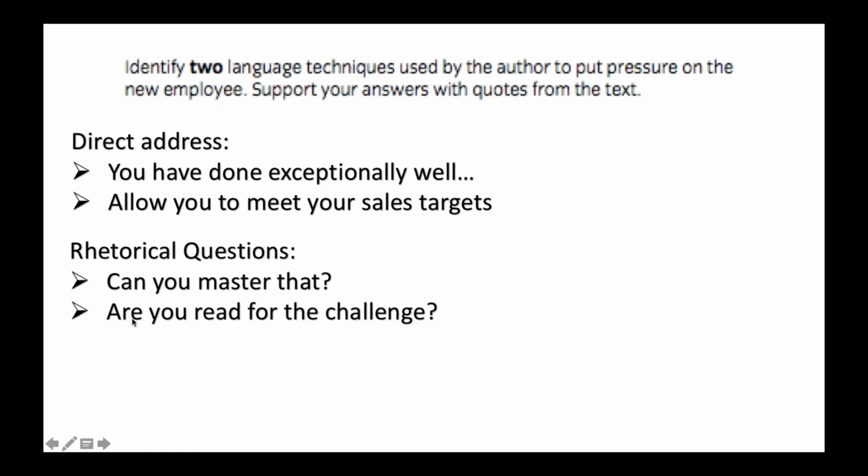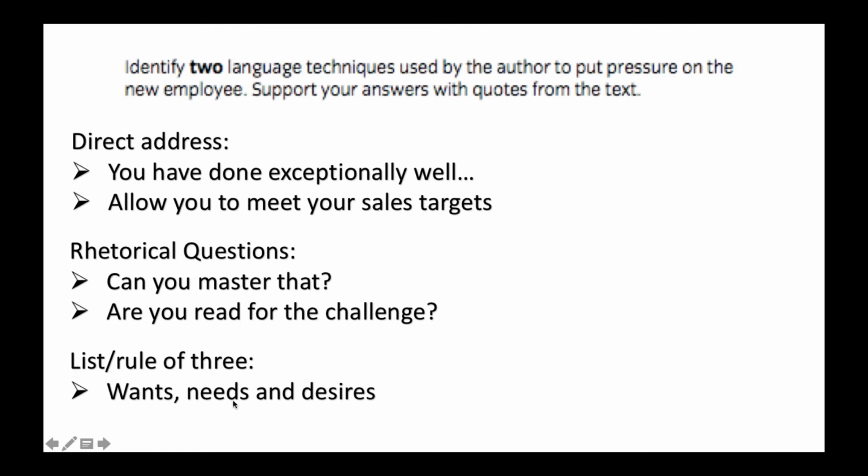Can you master that? Are you ready for the challenge? Sorry, I've missed a Y there. Are you ready for the challenge? Okay, so we've answered that question. I just added this one on the end, list or rule of 3. Now, I know it only says 2, but I just thought I'd list everything that we found, wants, needs and desires. Okay?